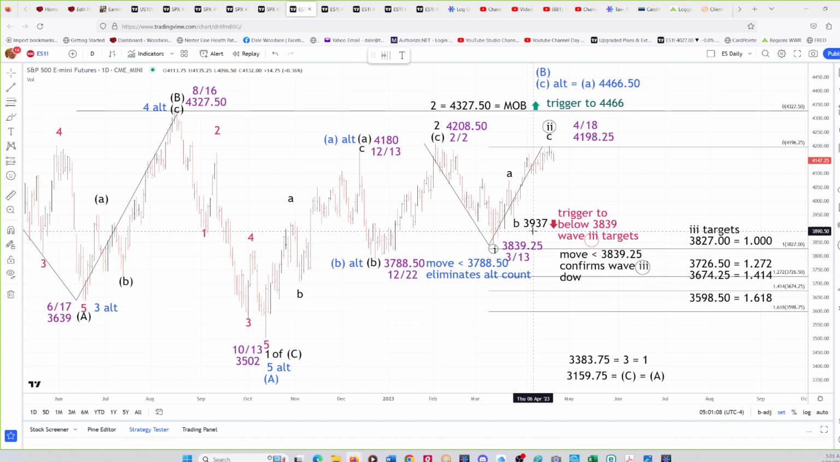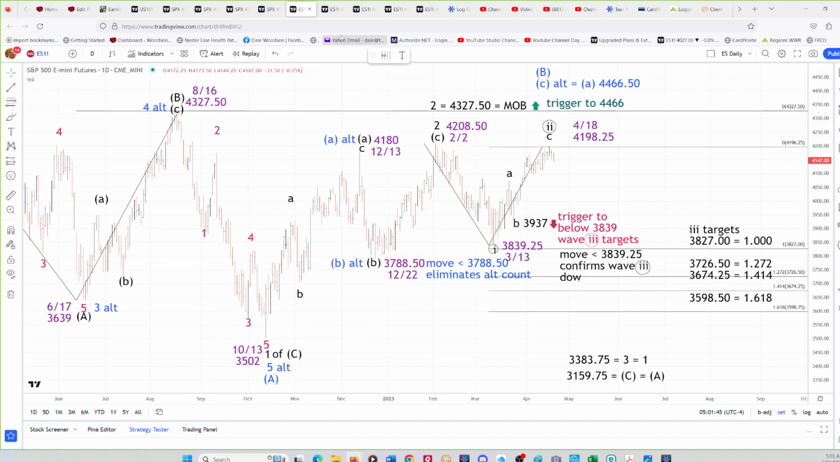Okay, a move below this B wave low triggers our wave 3 targets, which are over here. Okay, that should have a circle around it, by the way, and then the confirmation comes that wave 3 is in play with a move below the wave 1 in circle low on March 13th at 38.39.25. There's 3 different degrees of trends, a lot to take in there. Okay, let's get that circle in if we can. Here we go. Okay, so that's what we're looking at there on the bigger picture.